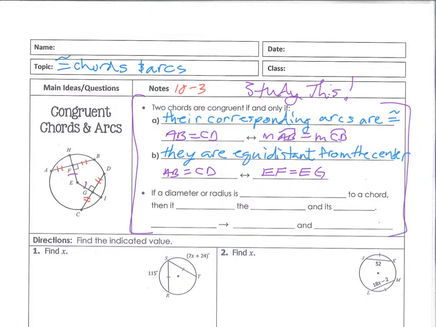So if a diameter or radius is perpendicular to a chord, then it bisects the chord and its arc. So that means the distance from A to N is going to equal the distance from N to B also. So not only does the chord get bisected, but its arc gets bisected as well. There's a lot of stuff that you have to remember. If I were you, I'd be putting these on flashcards. Just a suggestion.